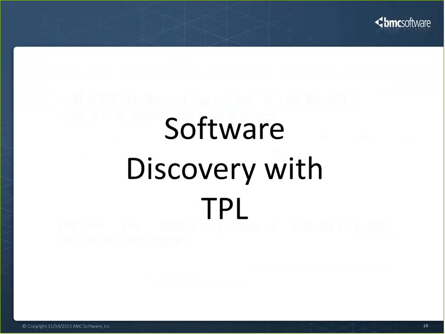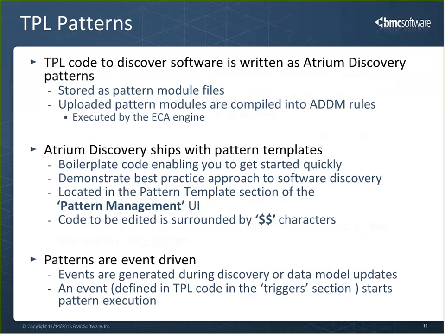So now that I've given you an idea of the role of TPL, let's consider its use in software discovery, i.e. the key way we can extend ADDM. The TPL code to discover software is written as Atrium Discovery Patterns. These are stored as pattern module files, and these pattern module files can be uploaded to ADDM, where they are compiled into ADDM rules. And these are the rules that are actually executed by the ECA engine.